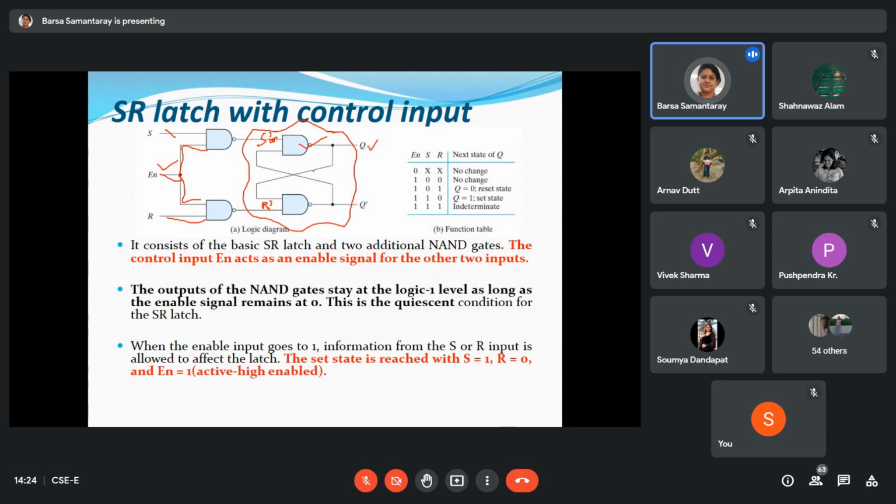Do you know how this NAND gate latch will work? What comes with input 0 0, 0 1, 1 0, 1 1? You know this one, yes or no? From the previous truth table, you know that if the input of these two NAND gates is anything, then what is Q dash? You know or not? Tell me.